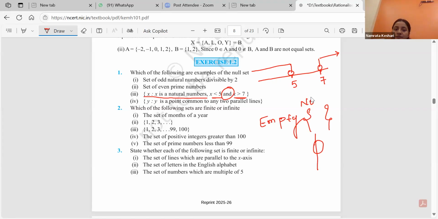Right, Manvi? Yes, ma'am. In one of my previous exams, I had a question asking how you represent an empty set. It gave this bracket and it also gave the symbol, but I put the bracket and got the question wrong.